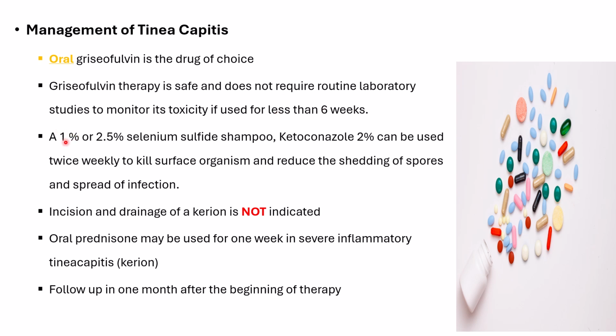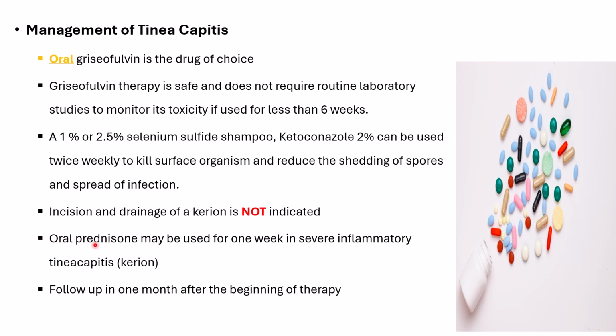Then you can use shampoo like selenium sulfide or ketoconazole shampoo twice weekly to kill the surface organism to reduce the shedding of spores and the spread of infection. Very important to know that for kerion, the suppurative form of tinea capitis, you do not need to do incision and drainage. Instead, you give oral prednisone.